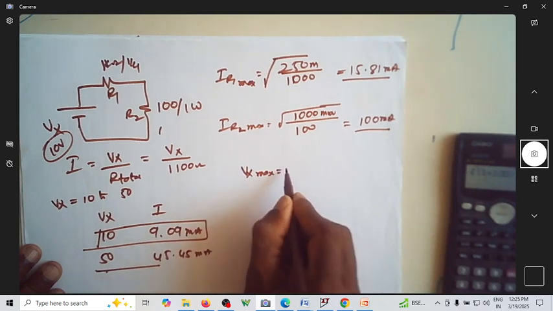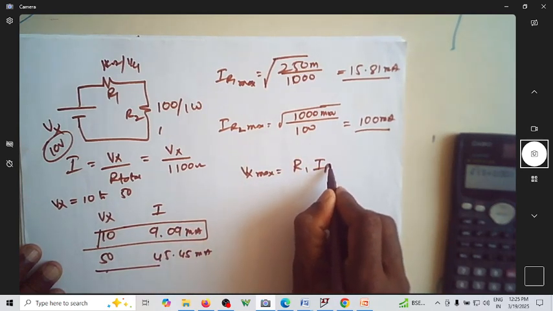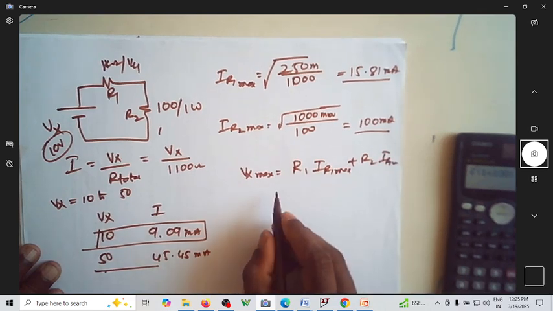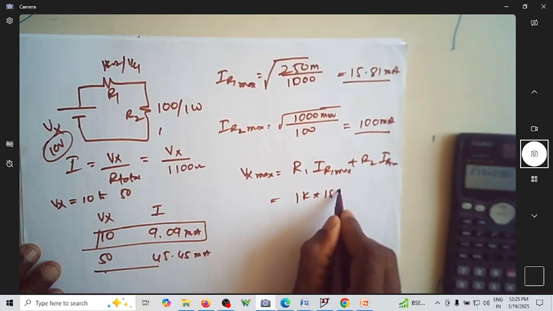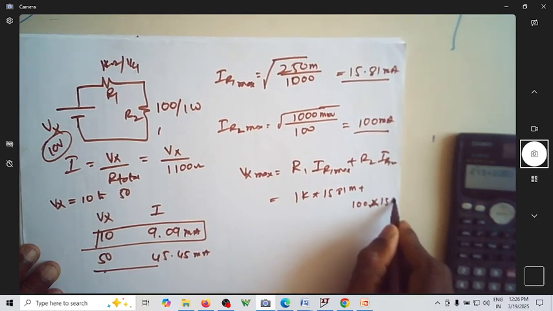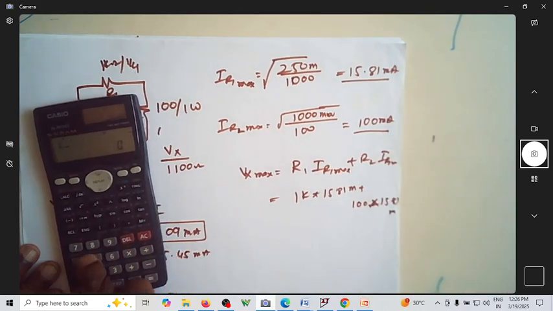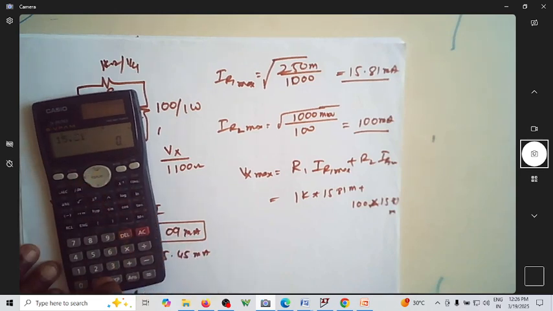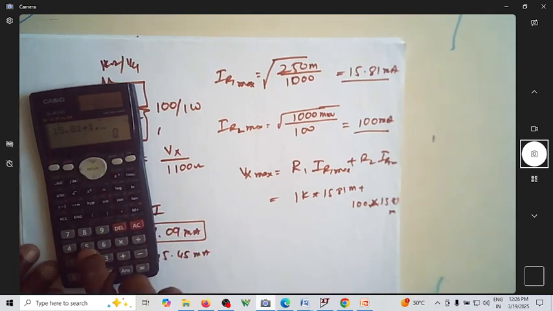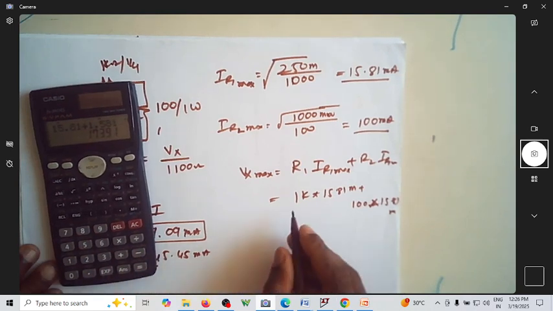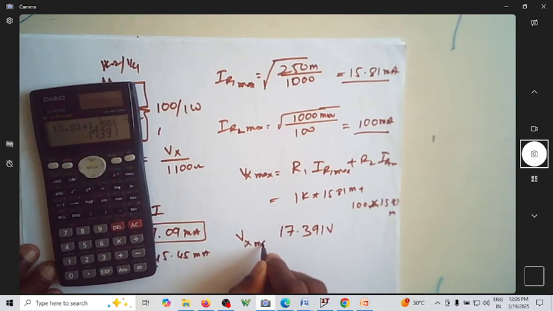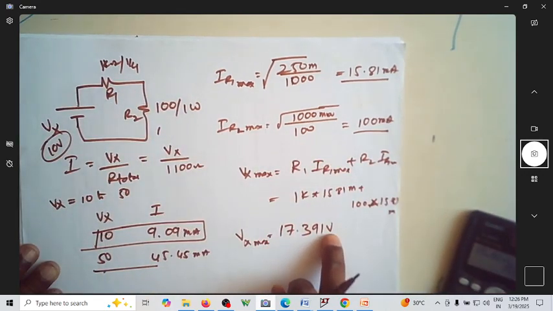Vx maximum that you can apply would be R1 into IR1 max plus R2 into the same current IR1 max. So this would be 1K into 15.81 milli plus 100 ohm into 15.81 milli. So this would be 15.81 plus 1.581. So you can apply anything less than 17.391 volt. So this is Vx max. So I can apply a maximum of 17 volts.